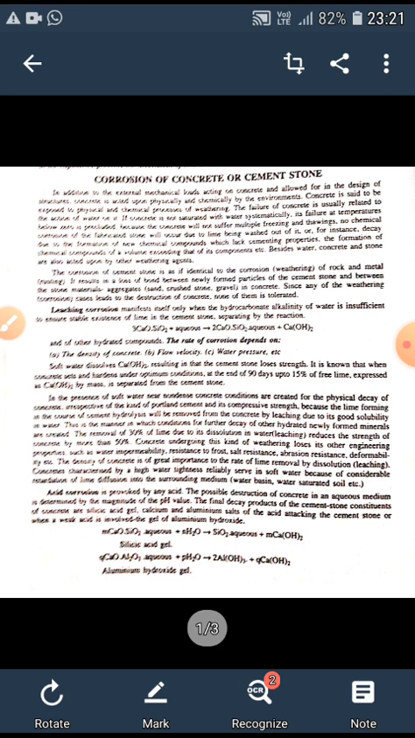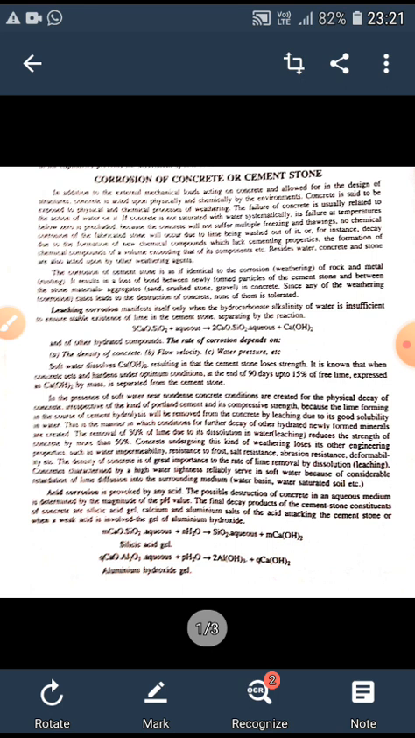The removal of 30% of lime due to its dissolution in water, also known as leaching, reduces the strength of concrete by more than 50%. Concrete undergoing this kind of weathering loses its other properties such as water impermeability, resistance to frost, salt resistance, abrasion resistance, deformability, etc. The density of concrete is of great importance to the rate of lime removal by dissolution.